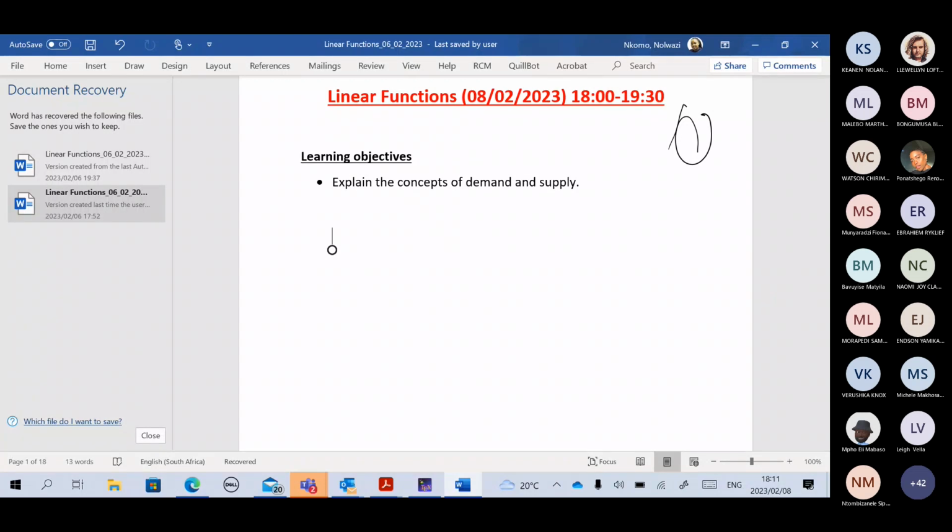By the end of this class, or for those who did not attend, if they check the video after this session, you should be able to plot the demand and supply function and distinguish between the two graphs. You should be able to determine the equation of the demand and supply if you are given a scenario, on your own. As I said, today we'll cover the concepts of demand and supply.